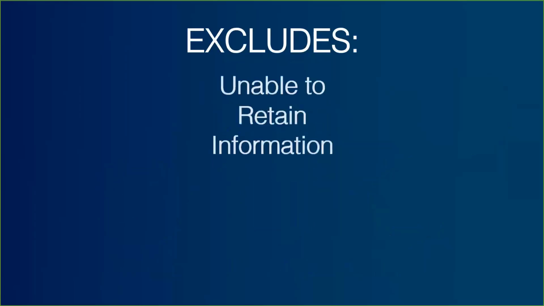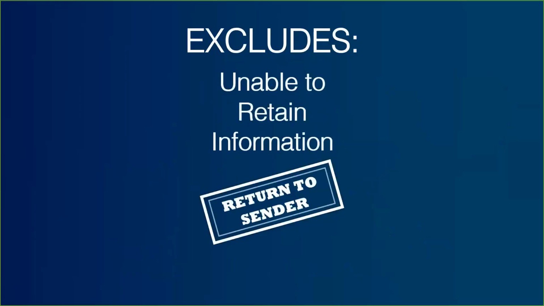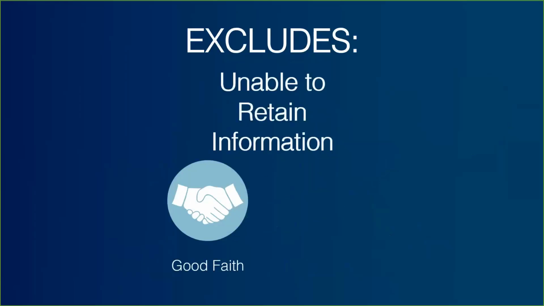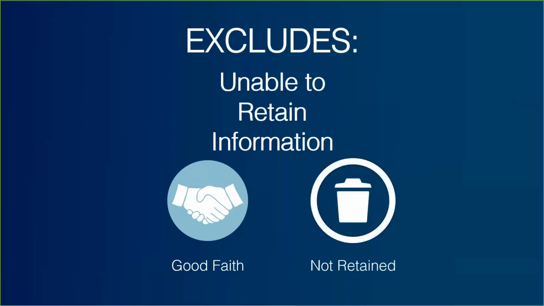The third and last one is unable to retain information. As an example, let's say that an insurance company sends a paper explanation of benefits chock full of PHI to the wrong address. This would not be a breach if the mistake was made in good faith and if they had a good faith belief that the information would not be retained. So for example, let's say that our EOB that went to the wrong place came back as returned to sender and it had not been opened. That would fall under this exclusion.